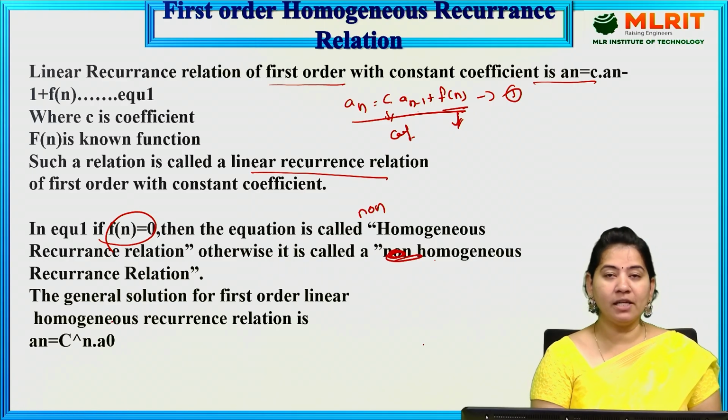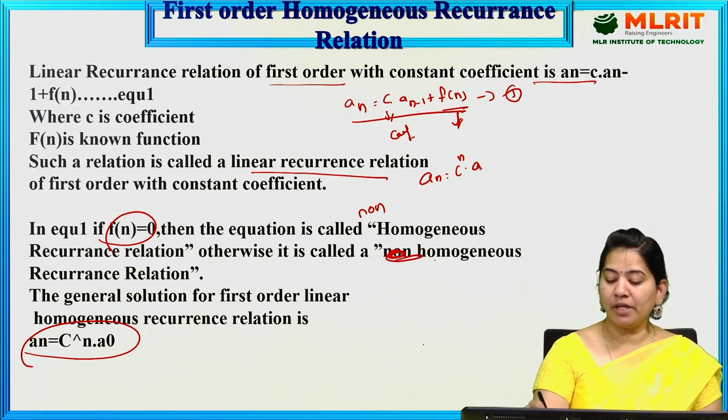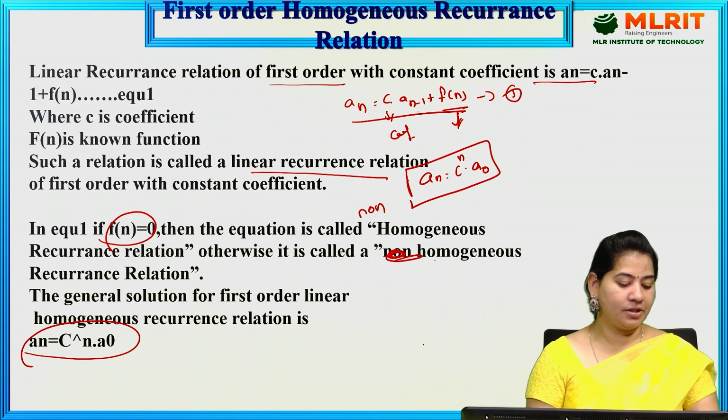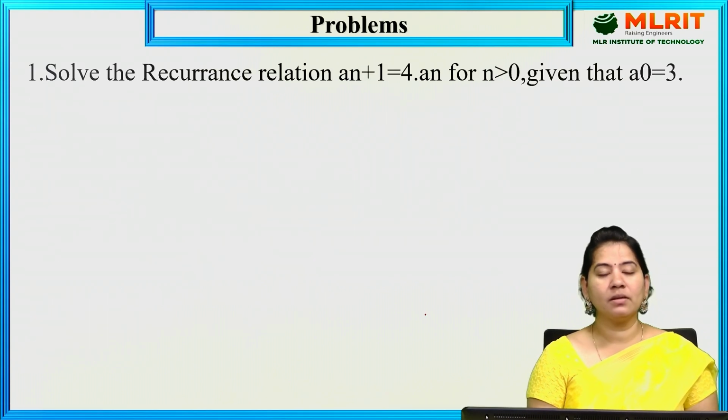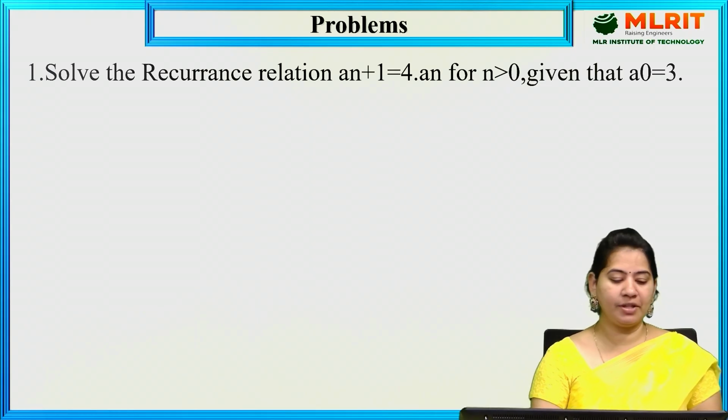So the general solution for the first order homogeneous recurrence relation is a_n = c^n * a_0. This is the general solution for the first order homogeneous recurrence relation. Now let us solve some problems based on this first order homogeneous recurrence relation.